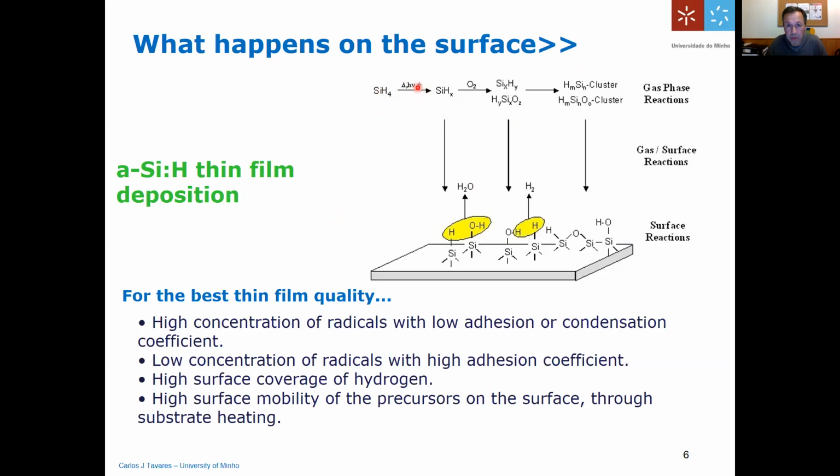And when you provide one of these forms of activation, you will break down this molecule into understoichiometric, for example, SiHx molecules. And if you further add oxygen, you'll have the formation of other compounds between silicon, hydrogen, and oxygen. So you will have these kinds of gas phase reactions, and then you will also have gas-surface reactions and surface reactions for the formation of the film.